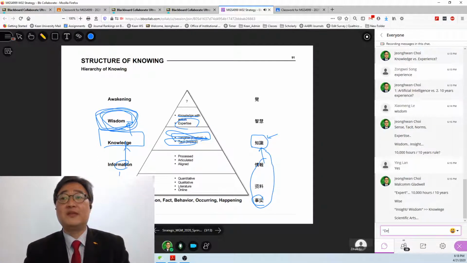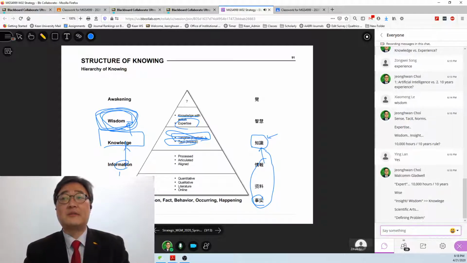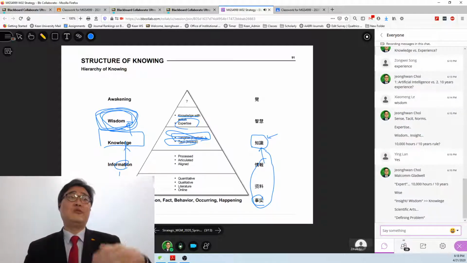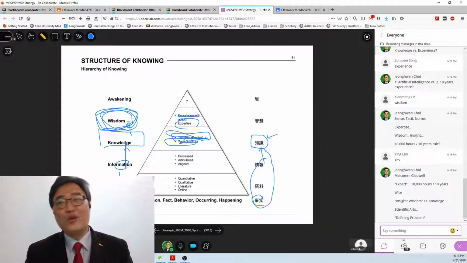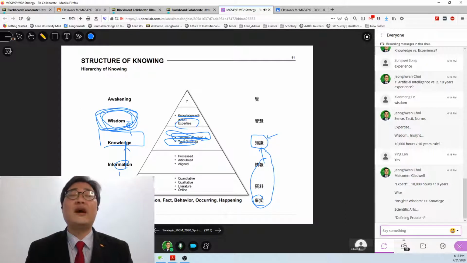For example, defining a problem. If somebody who knows almost everything can define a problem easily, no, I don't think so. Defining a problem is art. A wise person can do this well. It's an art.